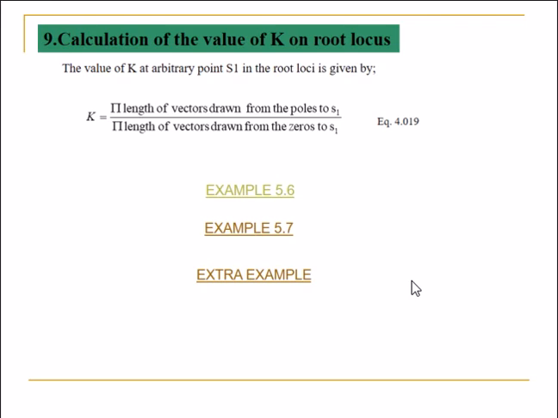Okay, the last, we need to calculate the value of K on the root locus. The value of K at an arbitrary point s1 on the root locus is given by this equation. So to calculate the value of K on the root locus, you just use this equation as given.